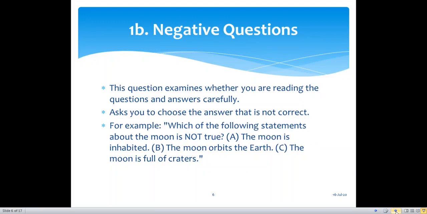1b. Negative questions. This question examines whether you are reading the questions and answers carefully. It asks you to choose the answer that is not correct. For example, which of the following statements about the moon is not true? A. The moon is inhabited. B. The moon orbits the earth. C. The moon is full of craters.